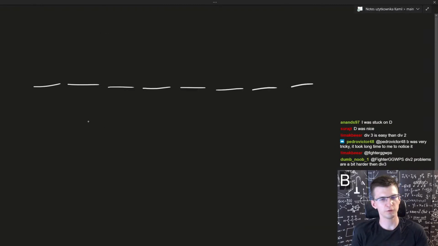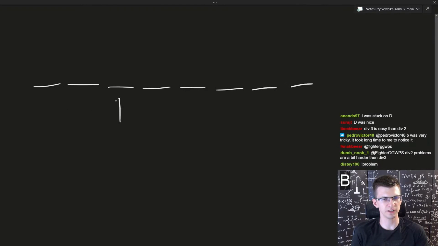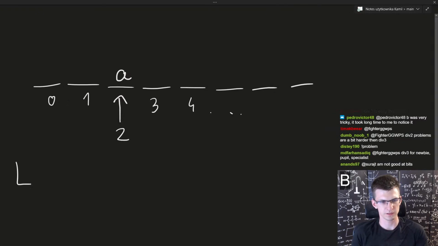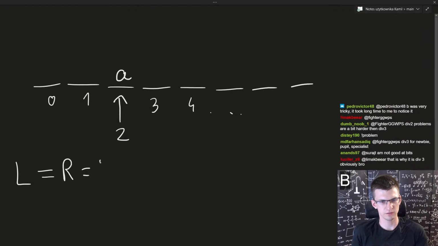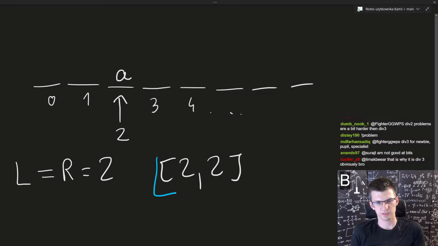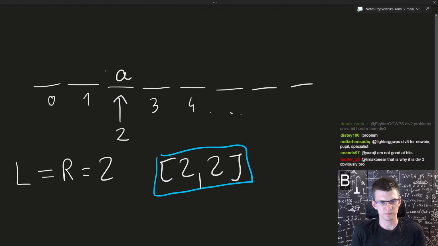First, I find where character A is. Actually, it's the first occurrence. If there are many, I still stop at the first. Let's say here I found A. Then I remember the index. This is index 2, right? 0, 1, 2, 3, 4. So I say L = R = 2. LR means that right now I have an interval of revealed characters from 2 to 2. Let's say this interval is in blue. Right now it's like this.